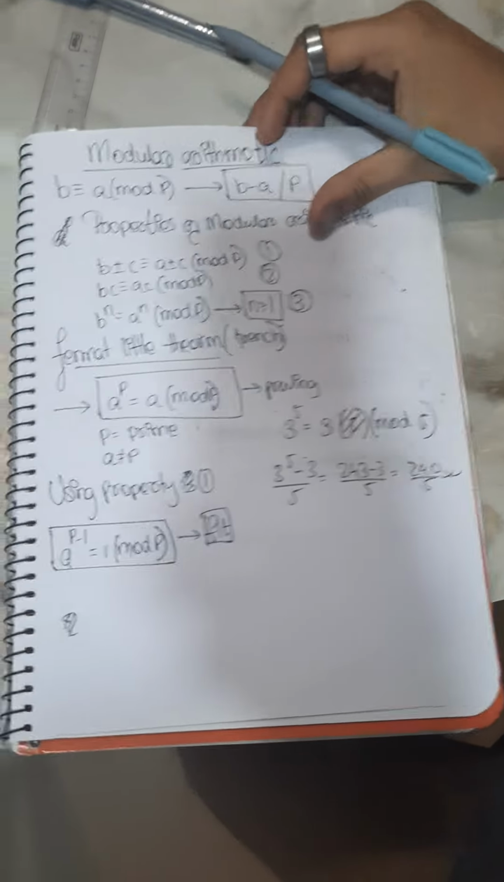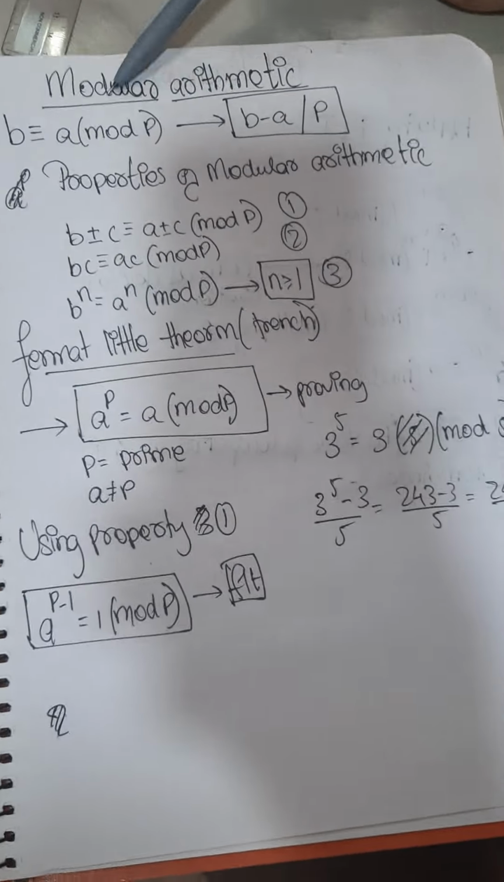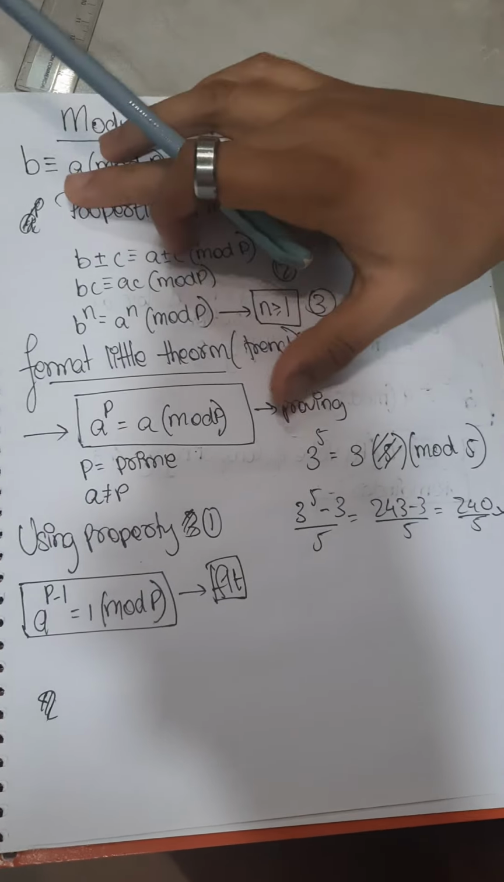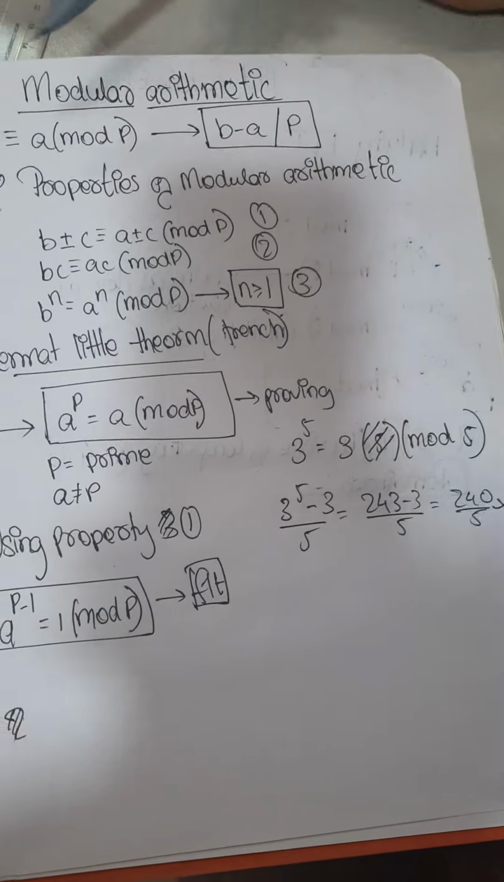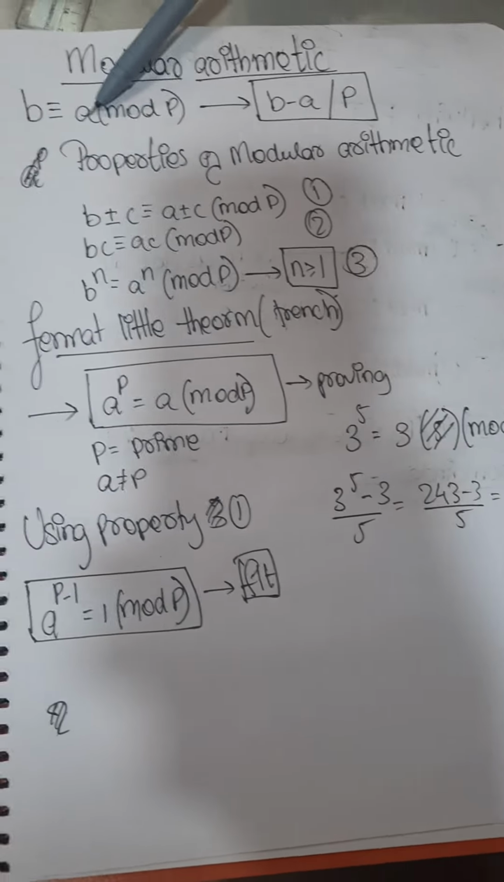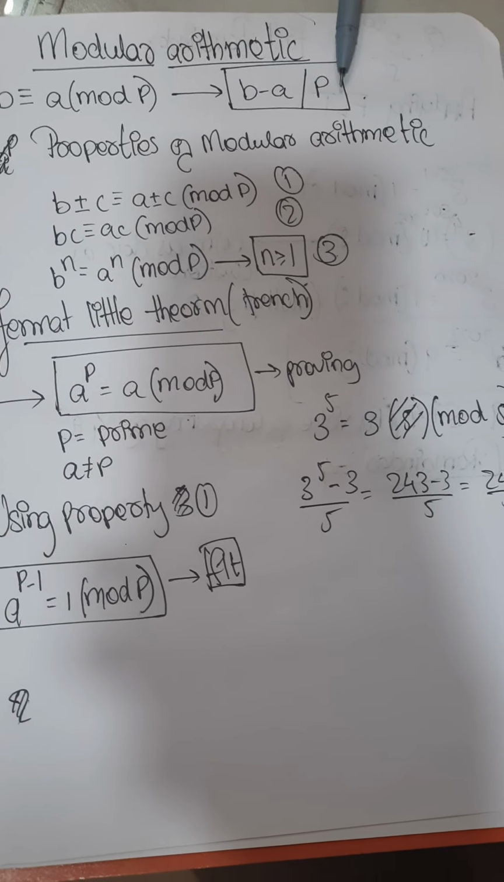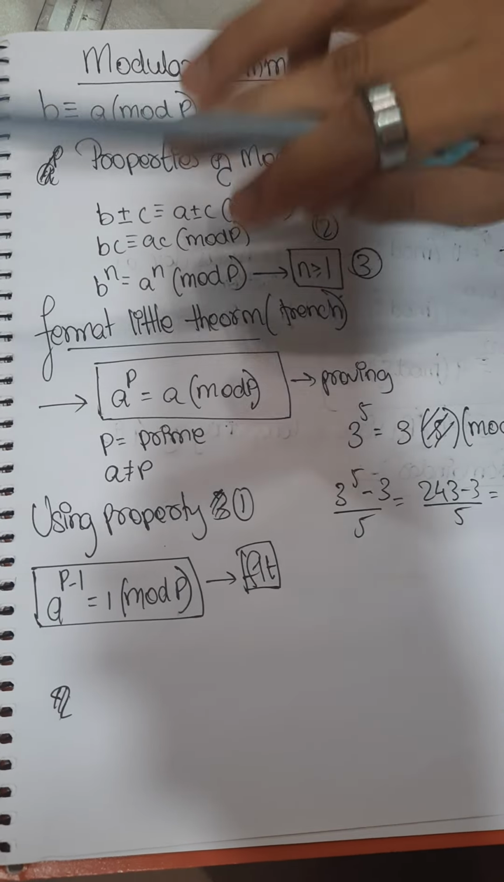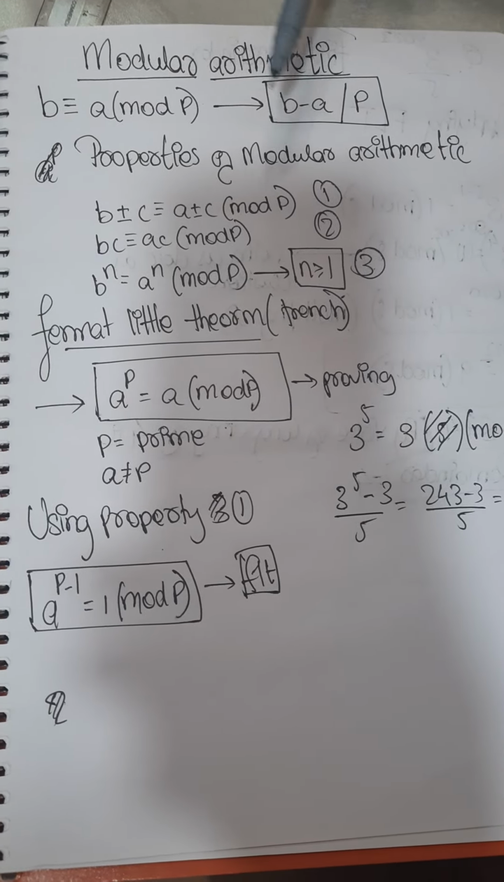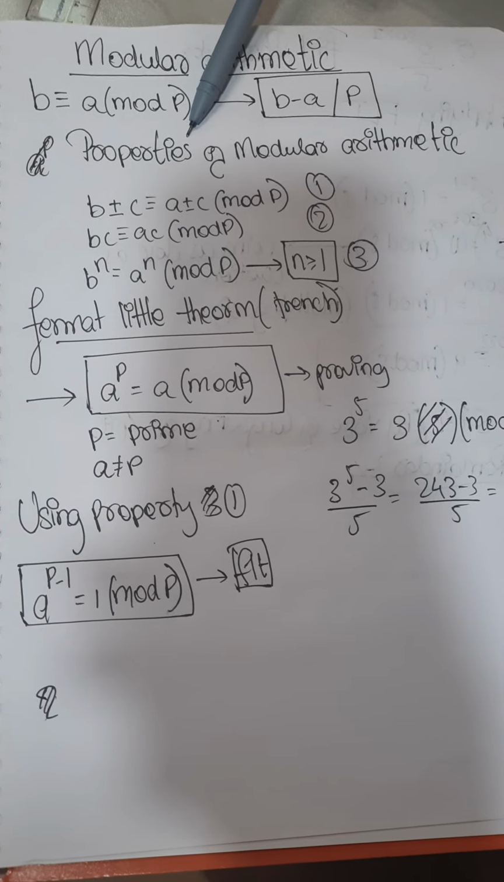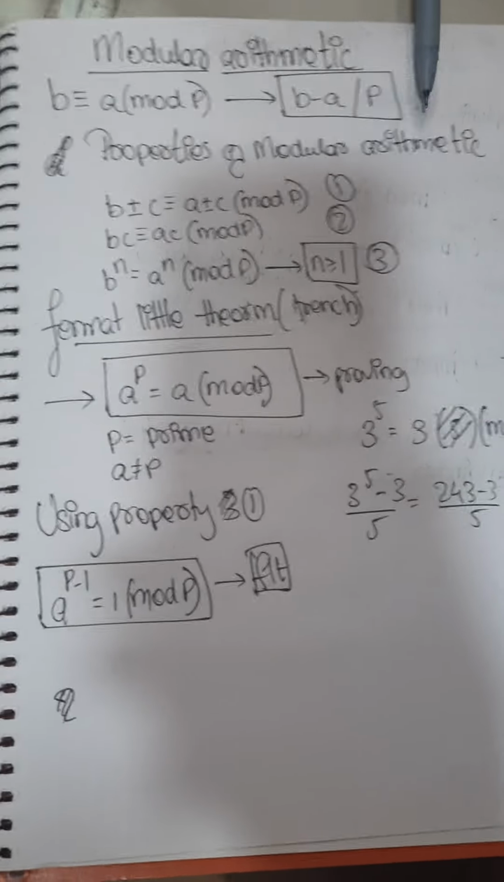Okay, so over here we will be discussing a topic known as modular arithmetic, right? The notation of modular arithmetic is such that B is congruent to A mod P, which just means that B minus A is divisible by P, right? This is just a fancy way of writing this. Now, before we go on proving remainder theorems, we'll just look at the properties of modular arithmetic.